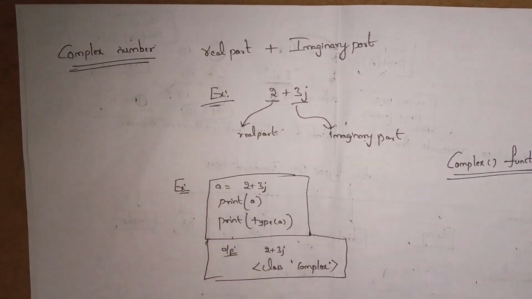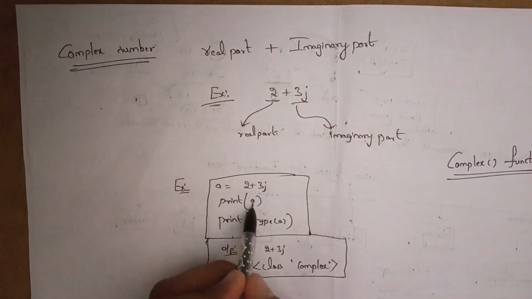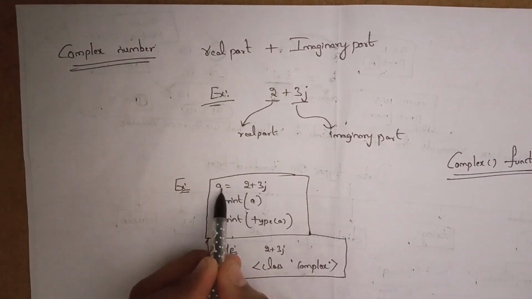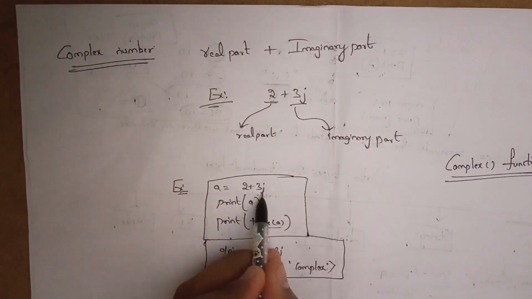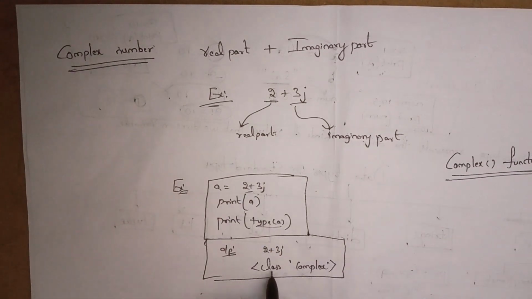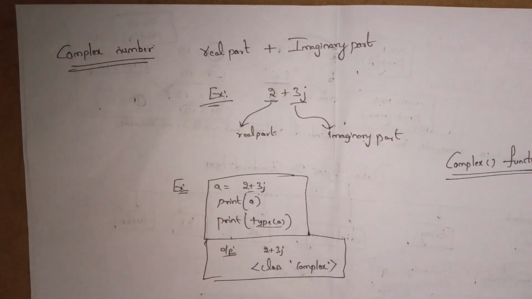Whenever you execute this program, I will get output whatever value the variable a contains. So I will get output 2 plus 3j, and this type is complex type. So I will get output class complex. This is the program for complex number.